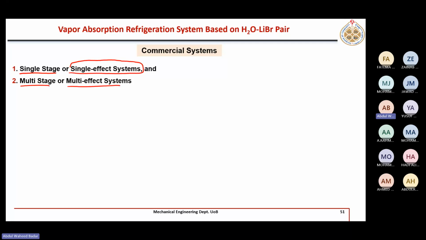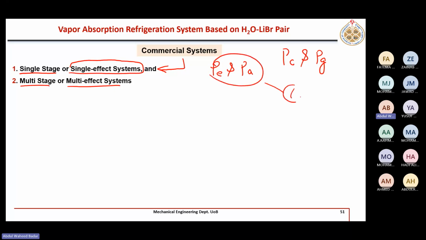The systems which we have studied so far in this chapter were single stage, because there were only two pressures. One was the evaporator and absorber pressure. The other was the condenser and generator pressure. So there were two pressure levels, low and high. Just like in vapor compression systems, we call it a single stage system; similarly here in vapor absorption systems, we call them single effect or single stage. Multi-stage or multi-effect means we have more than two pressure levels.